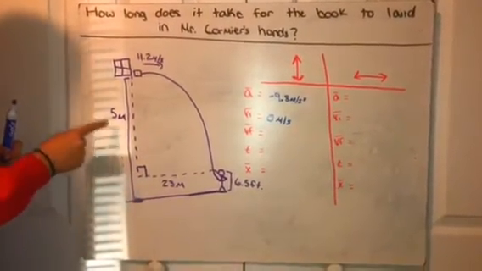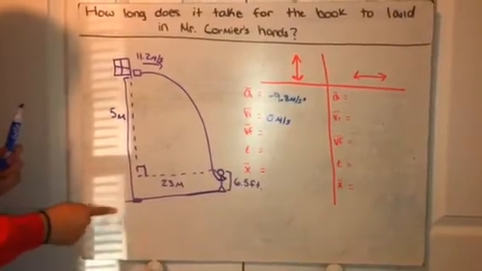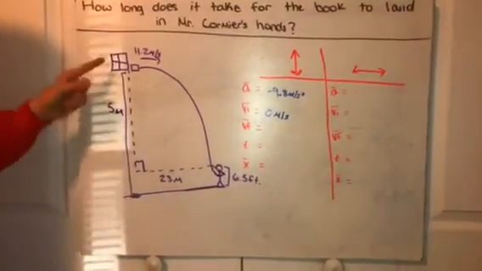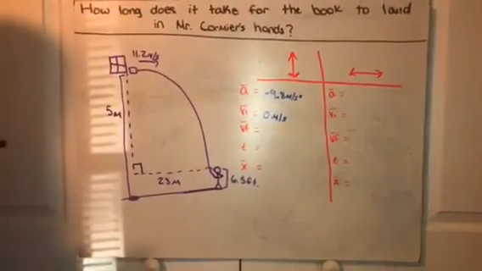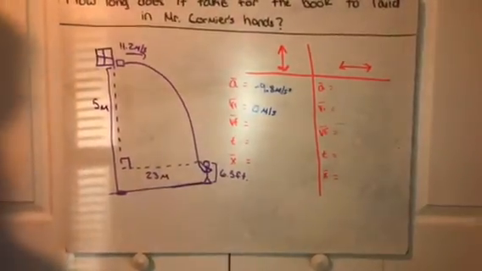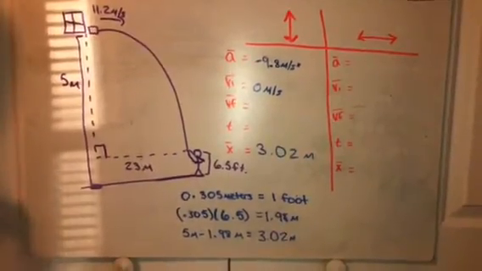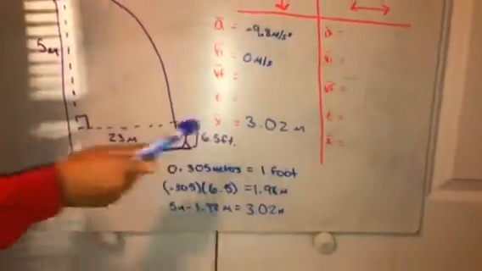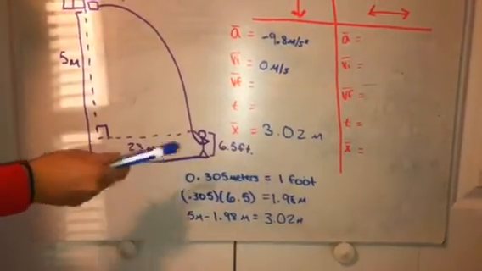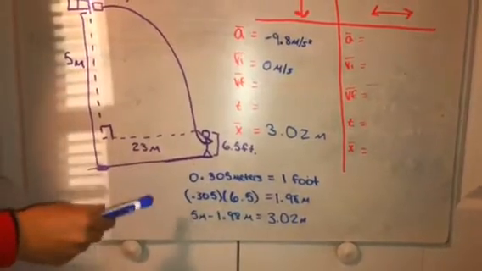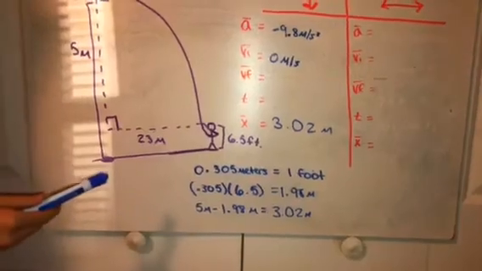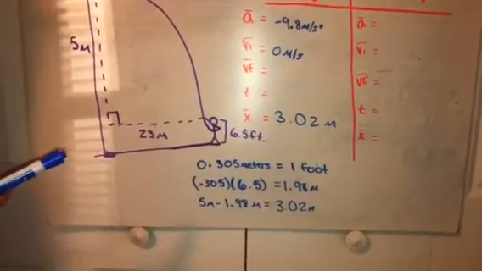Right now, we know the displacement from the top of the window to the ground. So we need to subtract the height of Mr. Cormier to find the displacement from the top of the window to his hands. First, we have to convert this 6.5 feet to meters. So, by using my source of the internet, I found out that in 1 foot, there's 0.305 meters. So, I'm going to take Mr. Cormier's height, 6.5 feet, and multiply it by 0.305 to convert his height into meters. When I do this in the calculator, I get that his height in meters is 1.98.